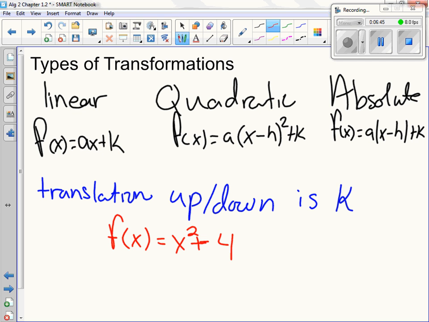It's going to look a little bit different with the constant function, because the constant function is just 1, right? If we said f of x equals 1 plus 4, I wouldn't really leave it as 1 plus 4. I would write it as 5. So it's a little bit different with the constant function.